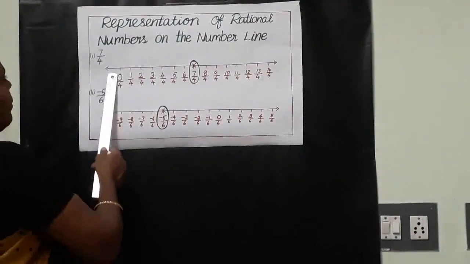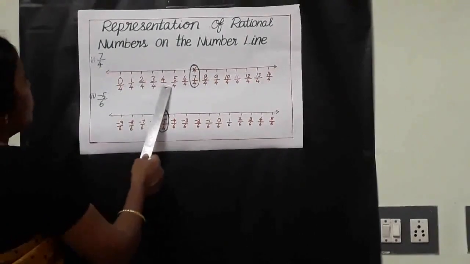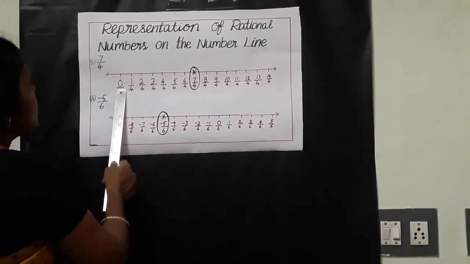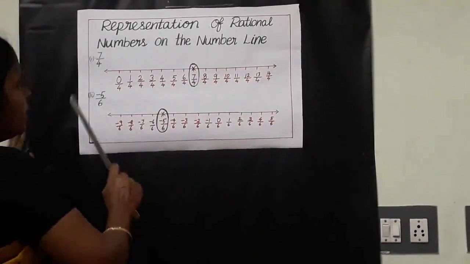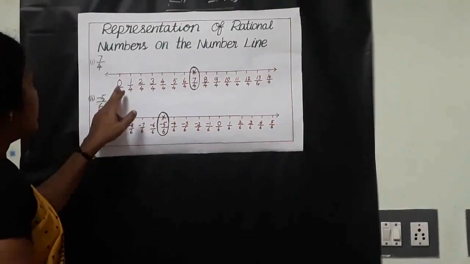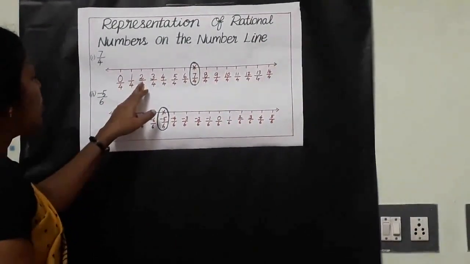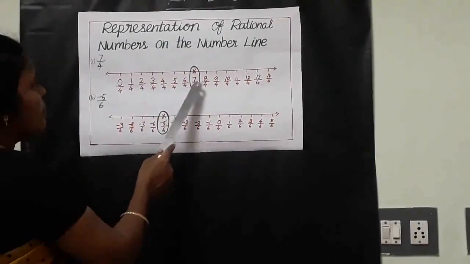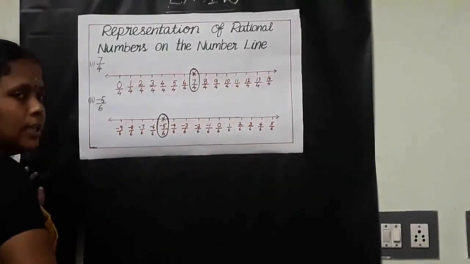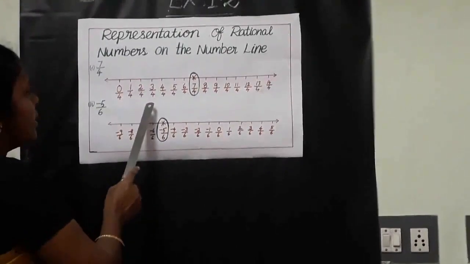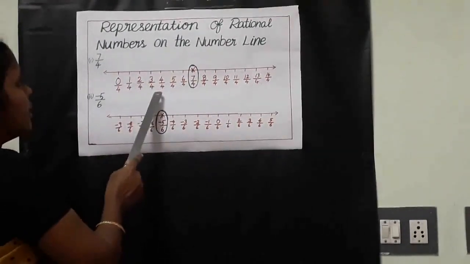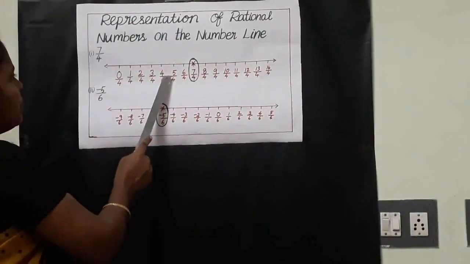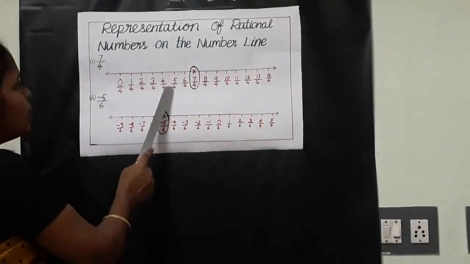See, I have taken here 7 by 4 on the number line. In which way I have taken? I have taken the numbers from 0, that means the positive category. Clear? 0 by 4, 1 by 4, 2 by 4, 3 by 4, 4 by 4, 5 by 4, 6 by 4, 7 by 4, etc. Clear? That means what I did here, I cut the interval into 4 parts. Actually, here this is 0 to 1.